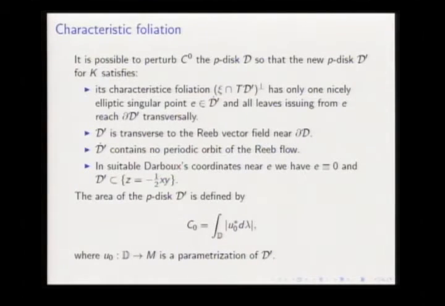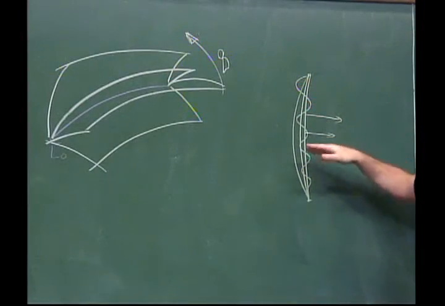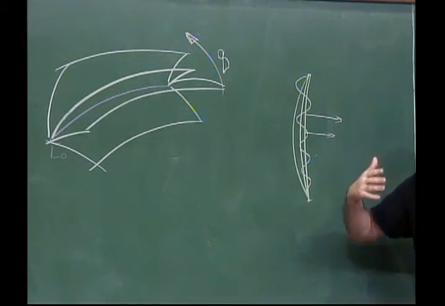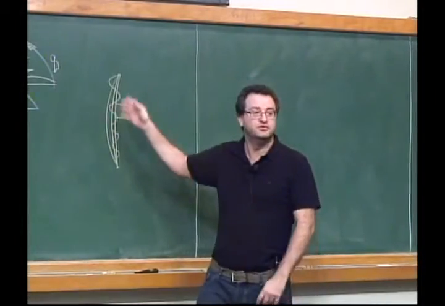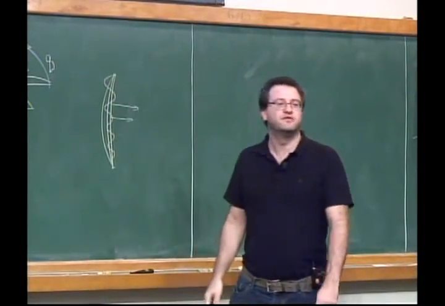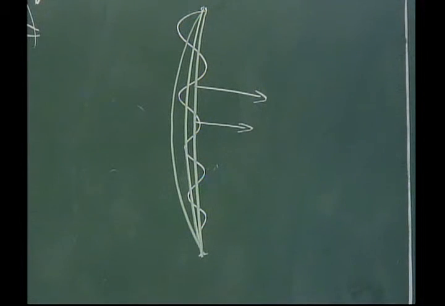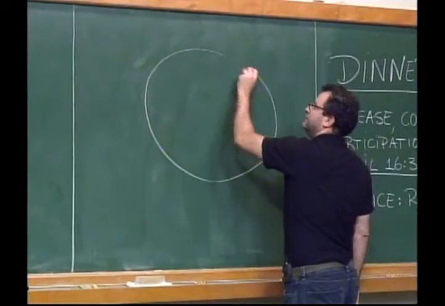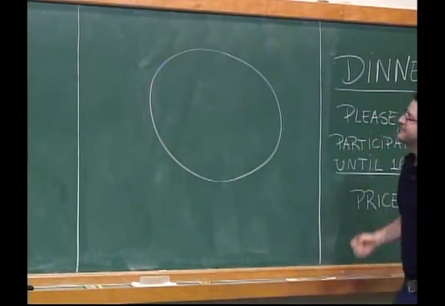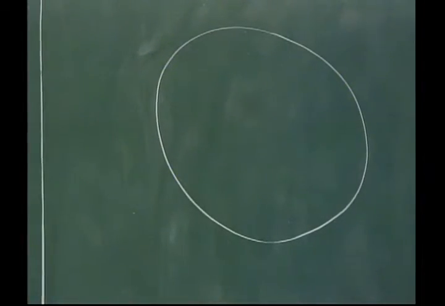So the first part of the proof is just to show that you have the given P disk, which must be very complicated, and we would like to produce a pseudoholomorphic P disk. So the given P disk, I will draw this way. And we can slightly perturb it. It's a very well-known trick.